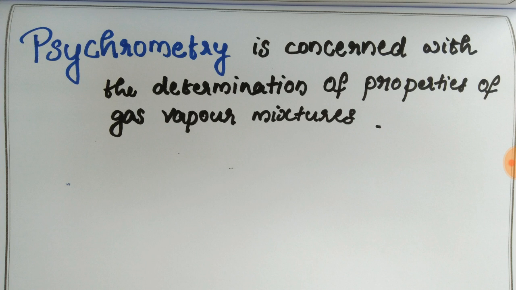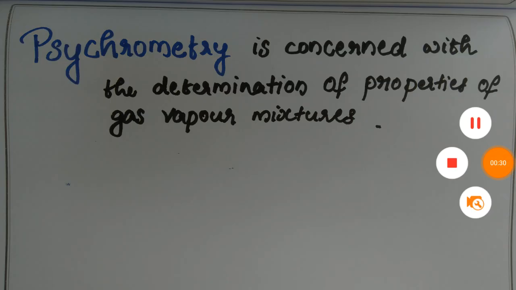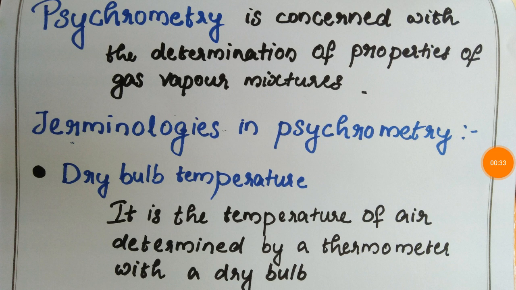Psychrometry. Psychrometry is concerned with the determination of properties of gas-vapor mixtures, or it can be described as a field of engineering concerned with the physical and thermodynamic properties of gas-vapor mixtures. Let's get familiar with some terminologies in psychrometry. The first one is dry bulb temperature. It is the temperature of air determined by a thermometer with a dry bulb.